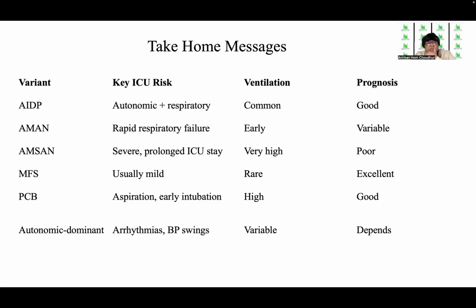In the Miller-Fisher variant, the cases are usually mild. Ventilation is rarely required. Prognosis is excellent. In pharyngeal-cervical-brachial variant, the key ICU risk factor is aspiration, so early intubation is required. The risk of ventilation is high, but the prognosis is good. In autonomic dominant variants, because of autonomic dysfunction, there will be arrhythmias and blood pressure swings. Here also the requirement of ventilation varies from patient to patient, and the prognosis also depends upon the nature of autonomic complications. Thank you.